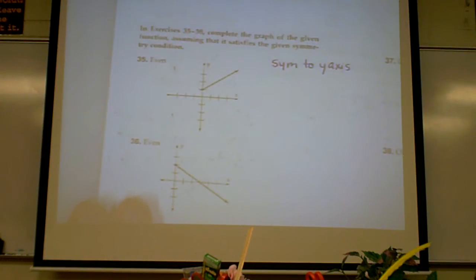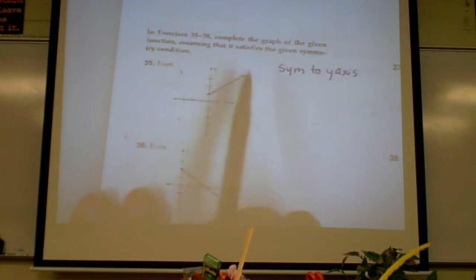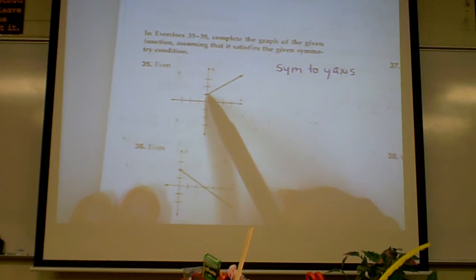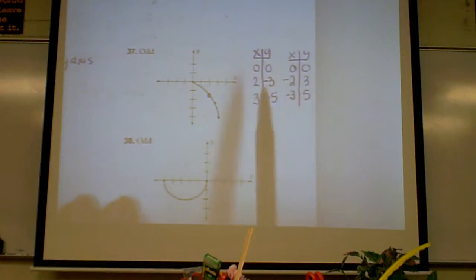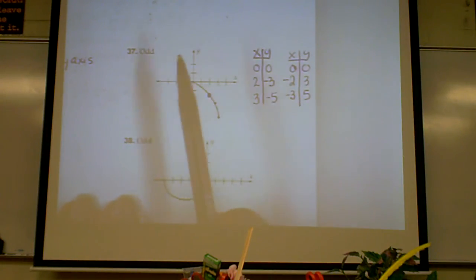Can everybody take something and make it an even function? Even means it has symmetry to the y-axis. So you take these ordered pairs and change the x value to be opposite. Odd, you take both x and y and change both of their signs and graph it.